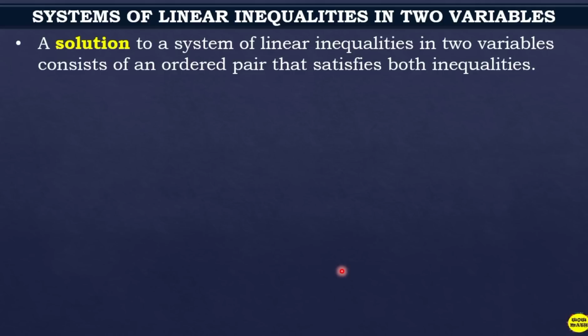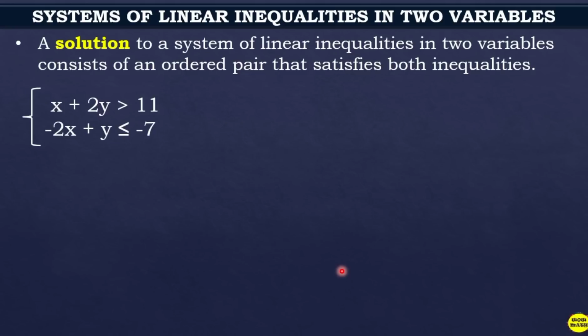Okay. So, a solution to a system of linear inequalities in two variables consists of an ordered pair that satisfies both inequalities. Kagaya nga rin po ng linear equations, ganun din po ito. Pag sinabi nating systems of linear inequalities, dapat yung ordered pair mo mag-satisfy siya, hindi lang po doon sa first inequality. Dapat sa kanilang dalawa. Kapag nag-substitute ka ng coordinates na x and y, dapat mag-true siya dun sa first inequality mo, ganun din sa second inequality. Dapat pareho siyang true. Okay, let's have an example.